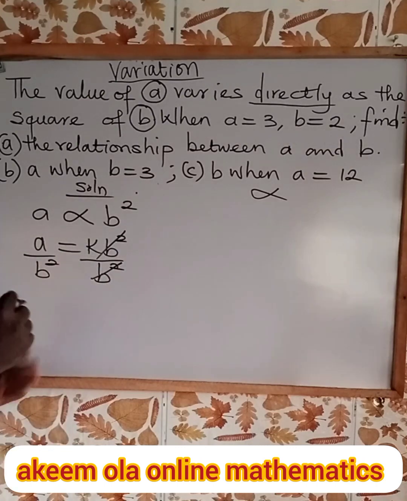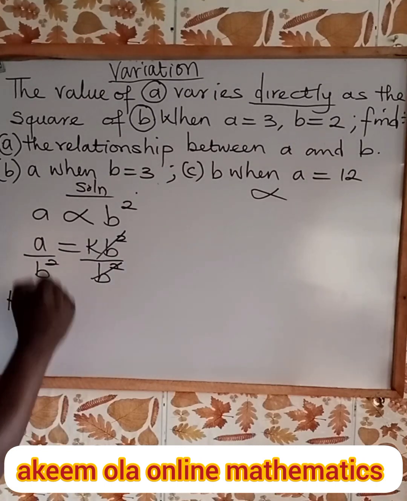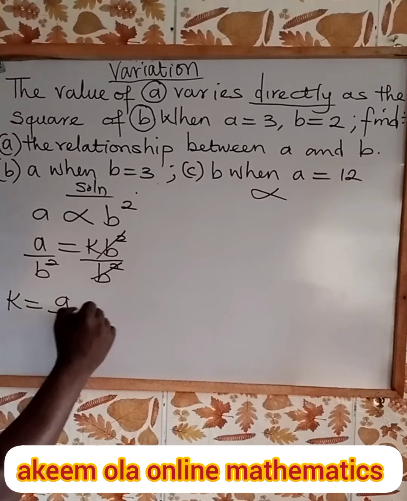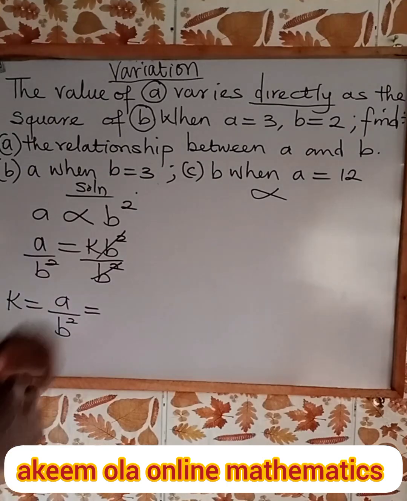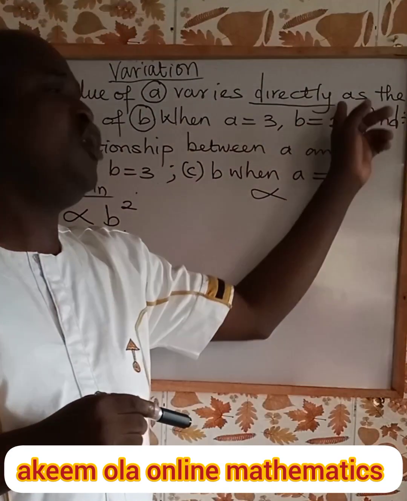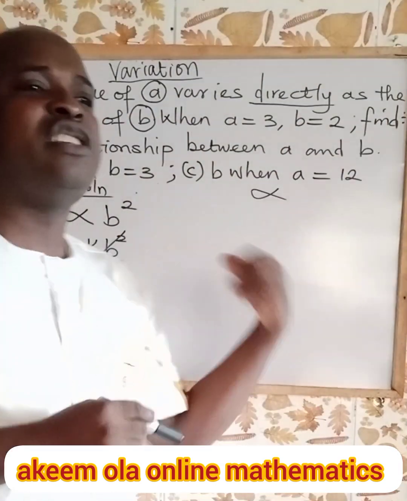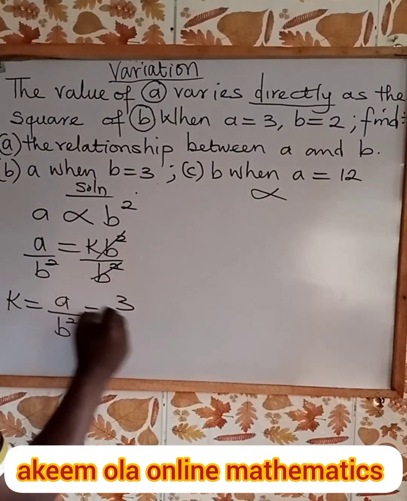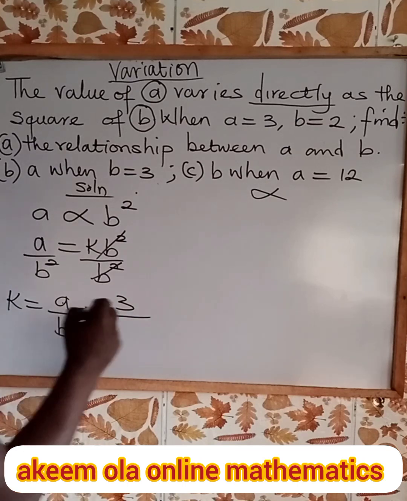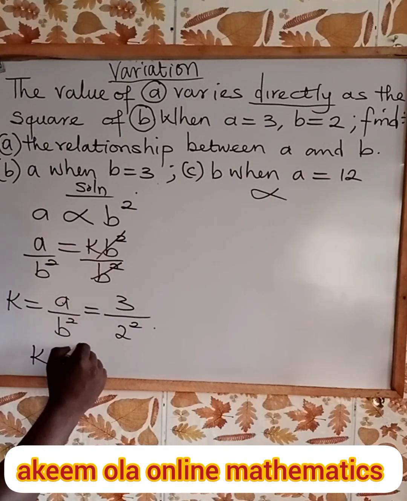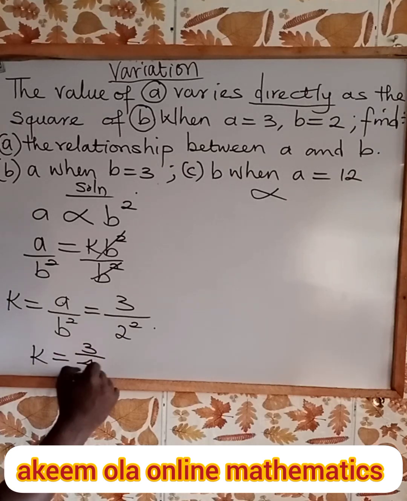If I divide both sides by b squared, that means my k will now be equal to a all over b squared. We are already given the value of a, which is 3, and b is 2. So we substitute that into this equation. When you do that, you are going to have 3, which is the value of a, all over b squared, which is 2 squared. That means k will now be equal to 3 all over 4.